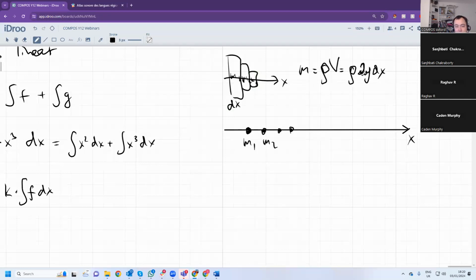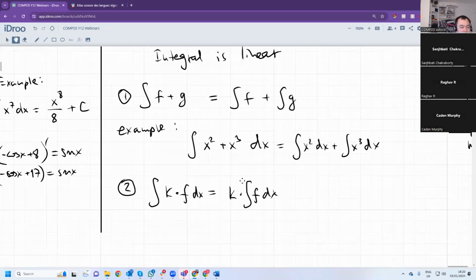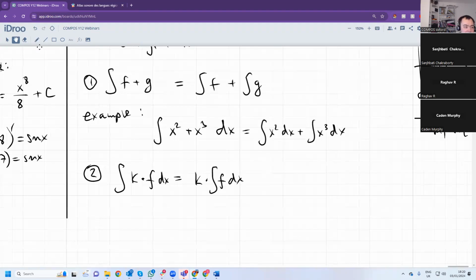Oh, sorry. If it's a circle, then it's not 2y. It's going to be pi (2y) squared, if it's a cylinder. Yeah. Okay. Right.